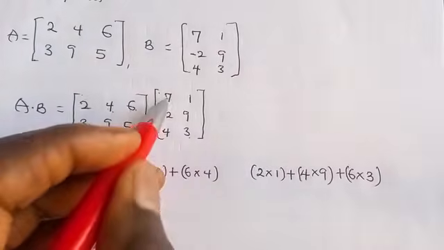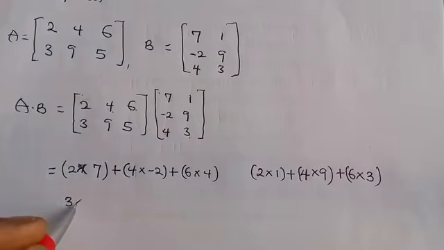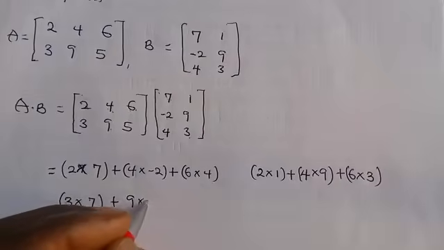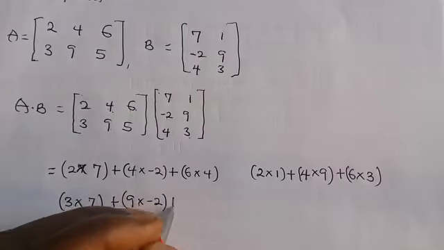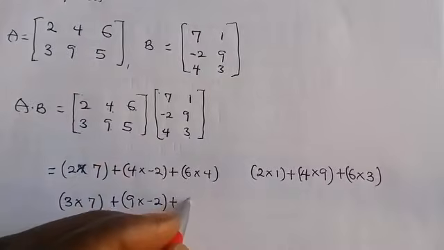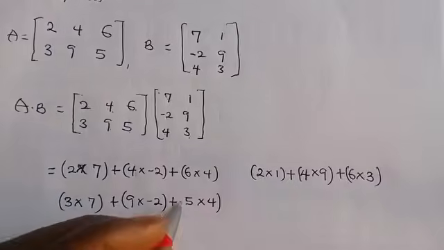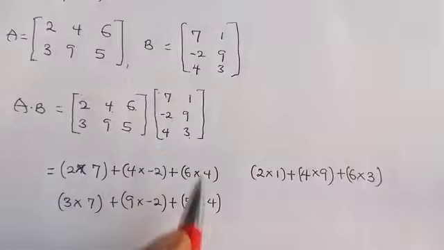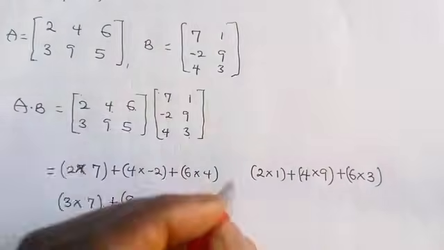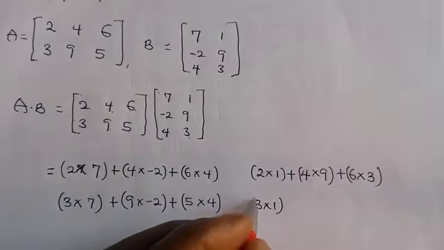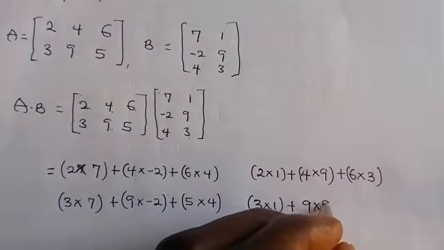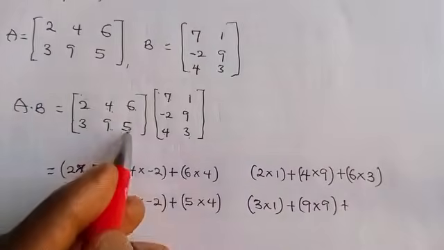So we have 3 multiplied by 7, plus 9 times minus 2, plus 5 times 4. Then for this side, we are going to use that same row to multiply the second column here. So that will be 3 times 1 plus 9 times 9 plus 5 times 3.